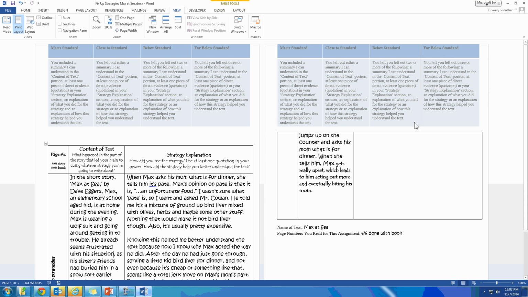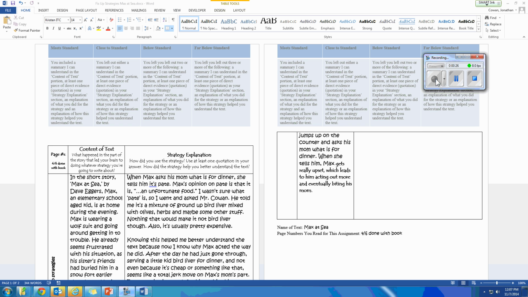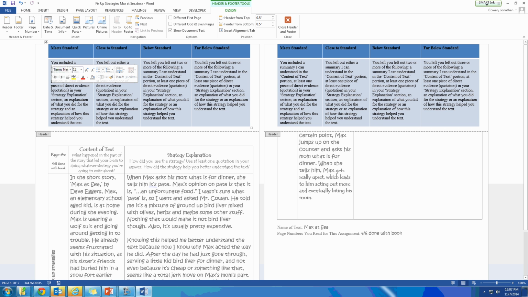So for this one, you are right, same rubric as before. For those of you who feel like you have this rubric memorized, I apologize in advance, but just to be fair, in case you're picking this up a couple days later, here's a review of the rubric. You include a summary that I can understand, and by I, we're talking about me, Mr. Cowan. I can understand your summary.